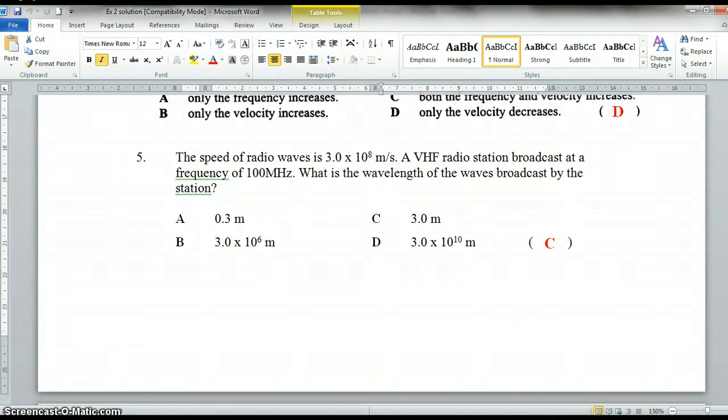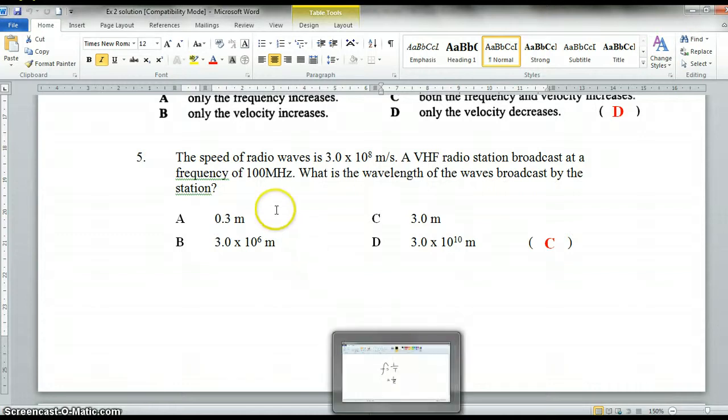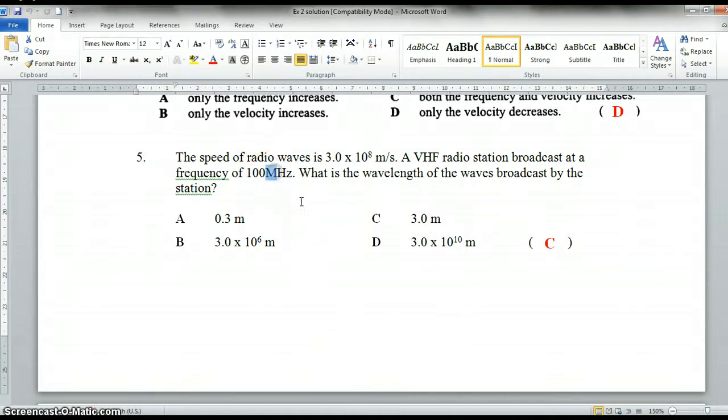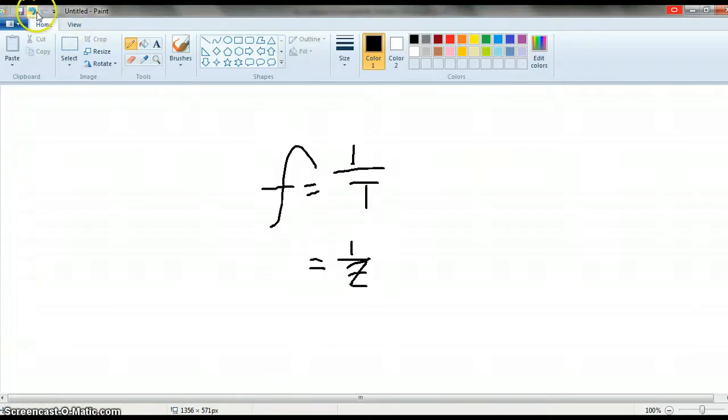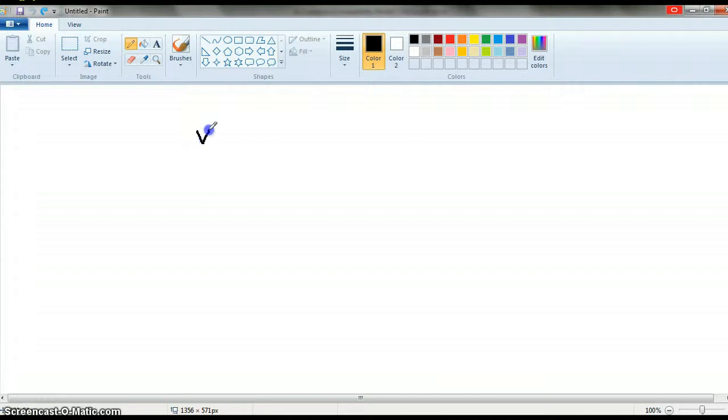Let's move on. This one, nothing much. V equals F lambda again. Just take note, mega is 10 to the power of 6. Let me show you the working. V equals F lambda. We need to find wavelength, which is lambda. Do note that as I write my solution, I always write down the formula, then I show the substitution.